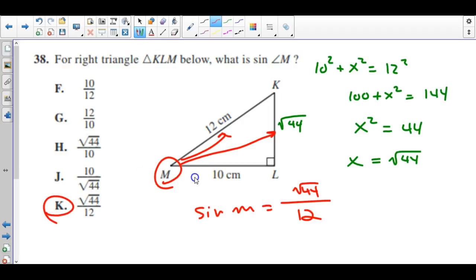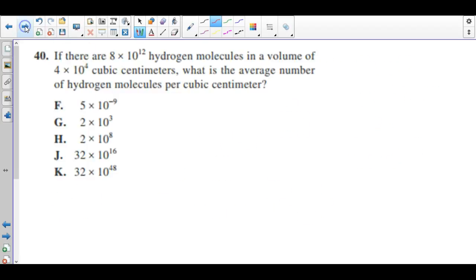So if this would have asked me for cosine, I wouldn't have to do any of what I have in green. Cosine would just be 10 over 12. But since it's asking for sine, I need to find this missing side first.